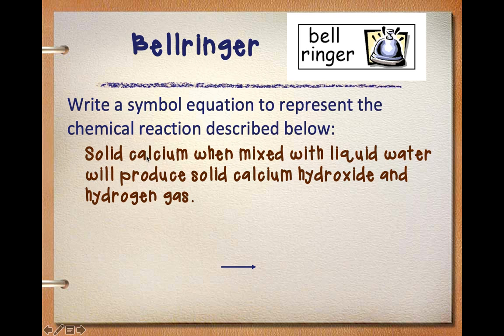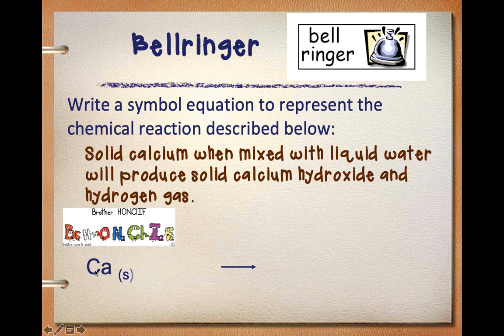Calcium is an element, which means we have to check to see if it's a diatomic element. Brother Honcliffe: nope, there's no calcium in there, because the symbol for calcium is Ca, not Cl. So that Cl is not calcium. So just Ca, and then we put the little S in parentheses. Remember, those parentheses matter to say solid calcium.